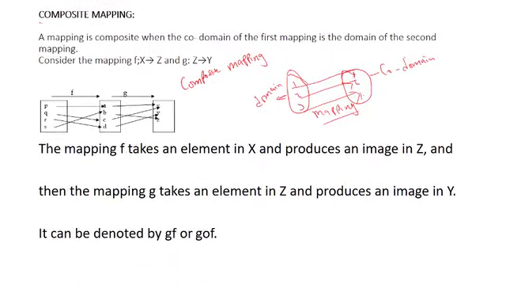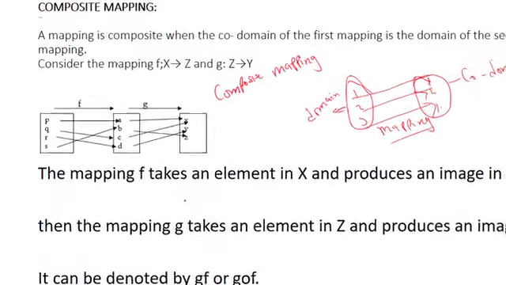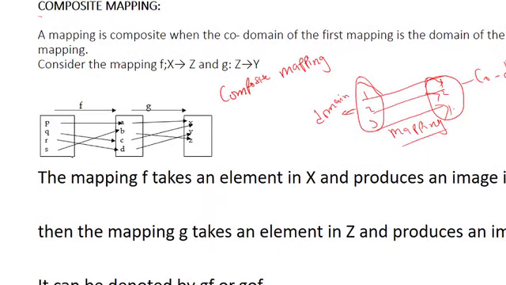Now the mapping F takes an element in X and produces an image in Z, and then the mapping G takes an element in Z and produces an image in Y. It can be denoted by GF or G of F. So this is an example of a composite mapping when you have more than one domain.